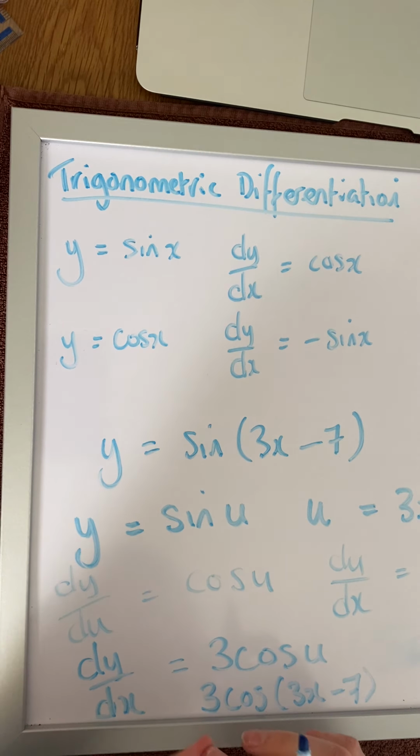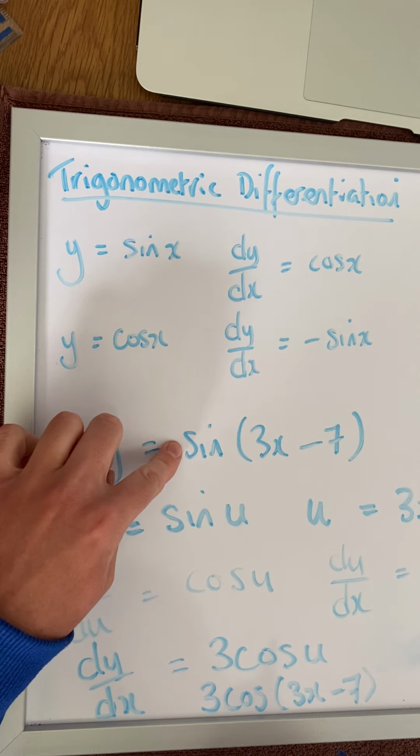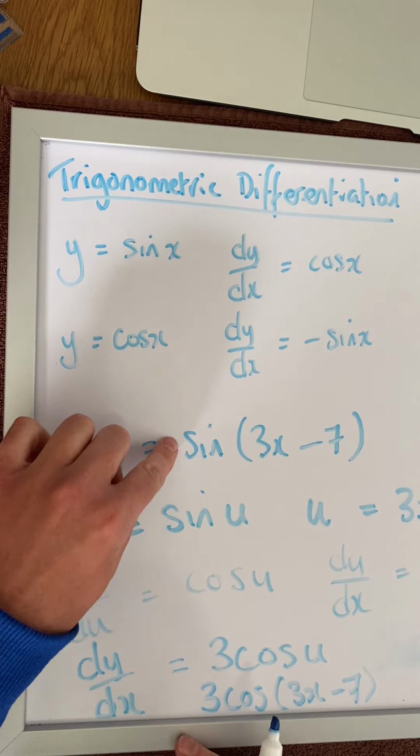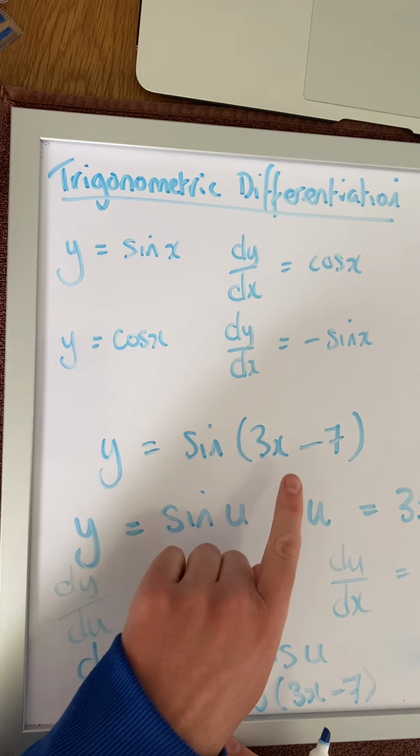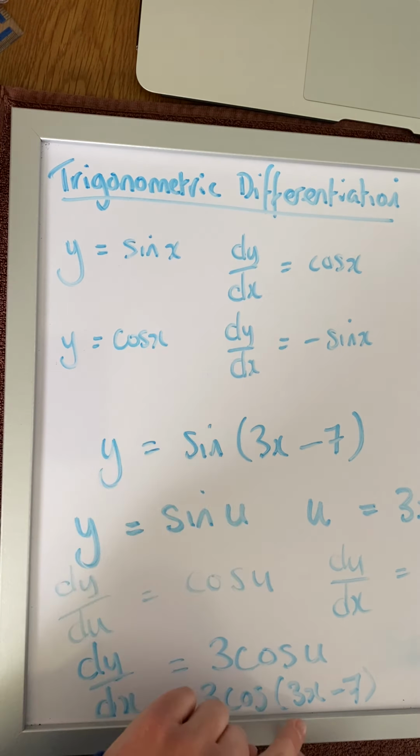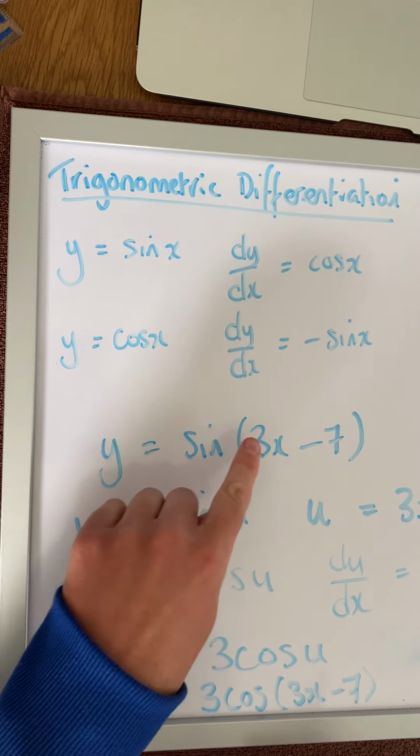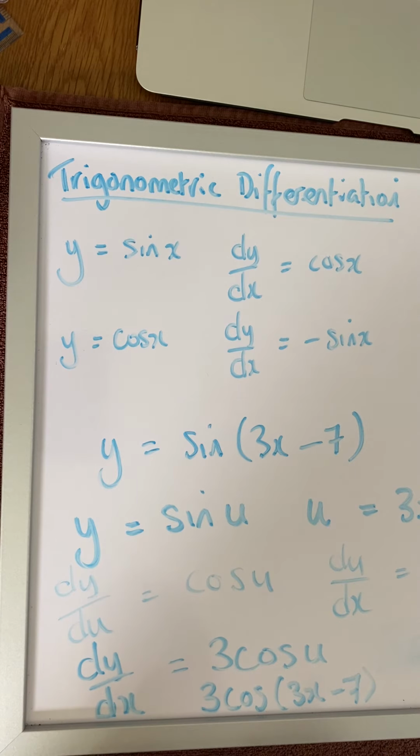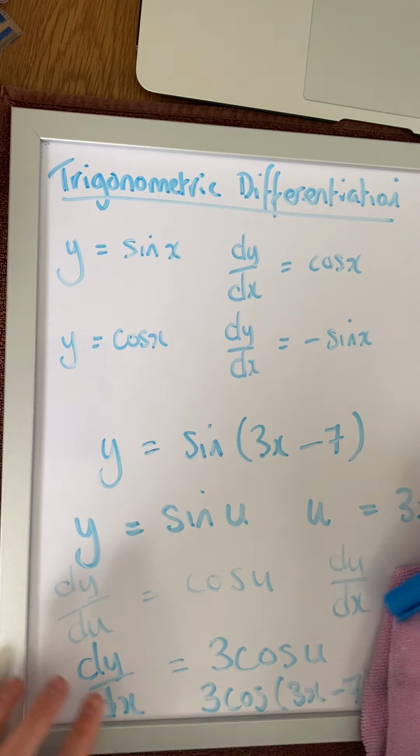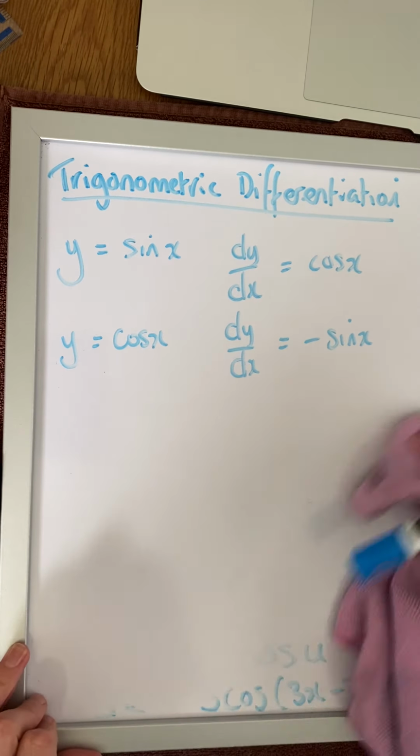So remember, there are 3 components. Sine, the trigonometric function, you differentiate that, so sine becomes cos. The angle stays the same, and you multiply by the derivative of the angle, so the derivative of the bracket, and that's where the 3 comes from. So I might just look at another example there.